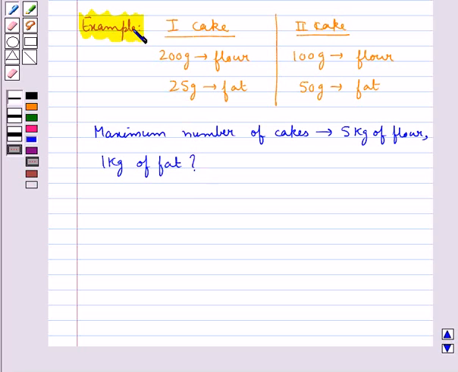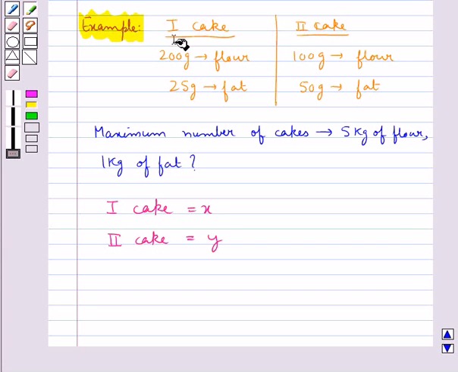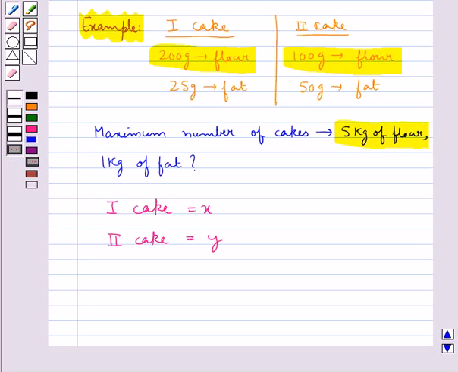Assuming that there is no shortage of the other ingredients used in making the cakes, let the number of one kind of cake be equal to x and the number of second kind of cake be equal to y. Now as we know that the first kind of cake requires 200 gram of flour and the second kind of cake requires 100 gram of flour, and the total flour that we have is 5 kg or you can say 5000 grams. So we have 200x plus 100y less than equal to 5000, or this could also be written as 2x plus y less than equal to 50.